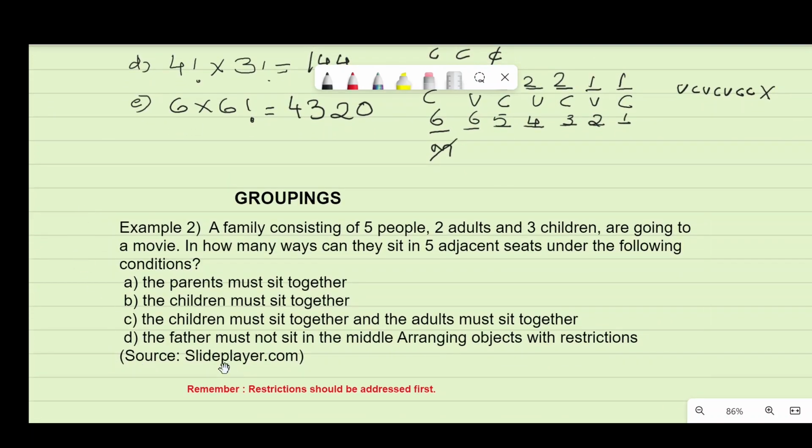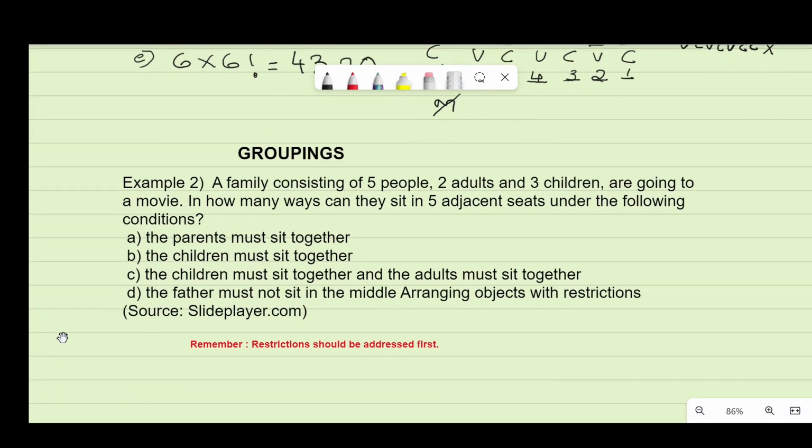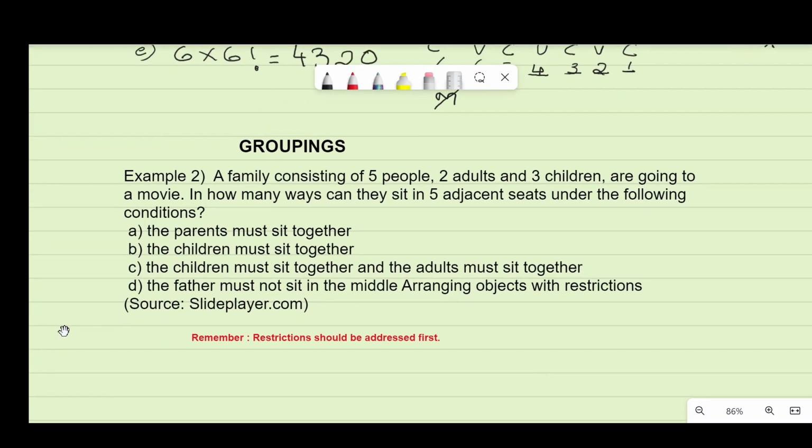So I have written something here which is also important for what we did just now, that you must always remember that restriction should be addressed first. Okay, now look at the groupings now. A family consisting of 5 people, 2 adults and 3 children are going to a movie. In how many ways can they sit in 5 adjacent seats under the following conditions?